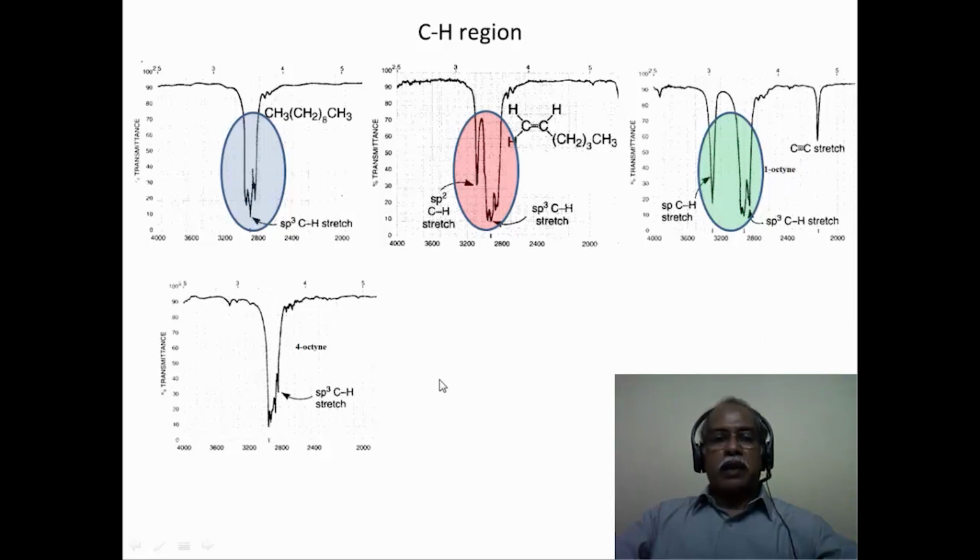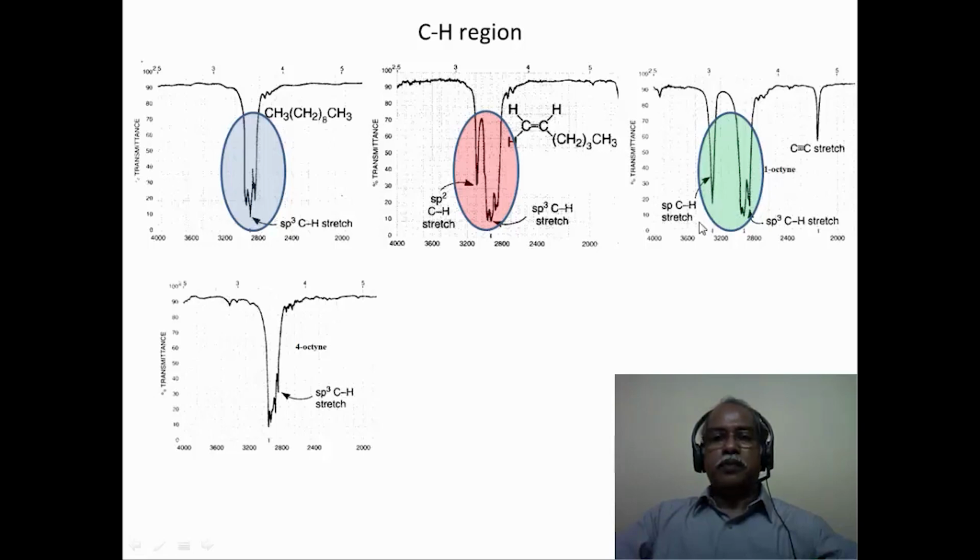If you are taking an internal alkyne which does not possess the terminal, acetylenic CH, this particular band is missing here, essentially because this is an internal acetylene. Internal acetylenes do not have acetylenic hydrogen, therefore that particular band is very clearly missing in the case of 4-octyne compared to the spectrum of 1-octyne, which has the sp CH stretch of the CH functional group.